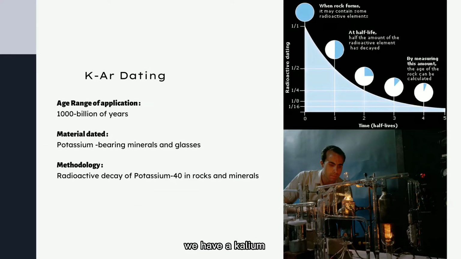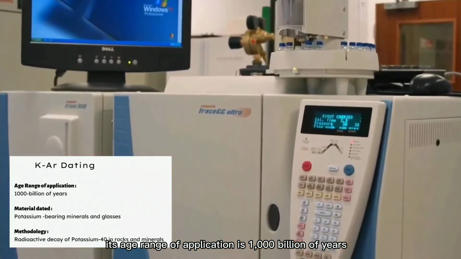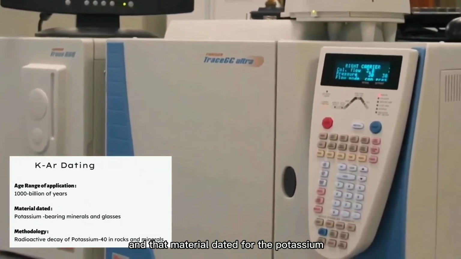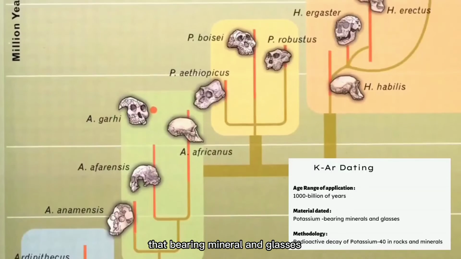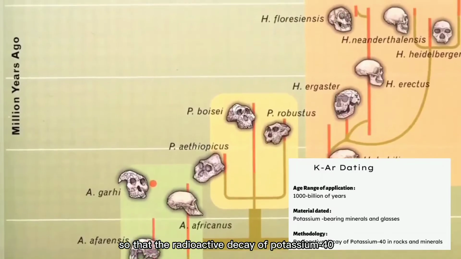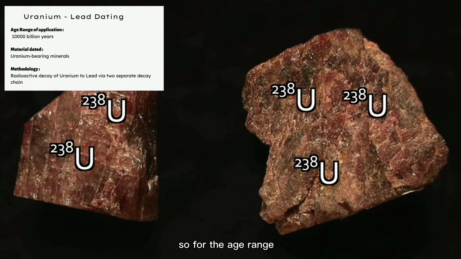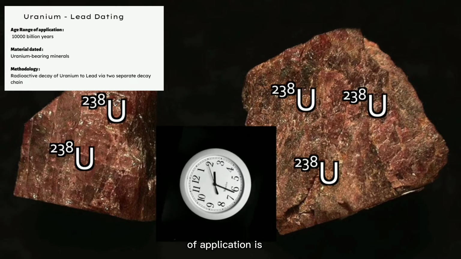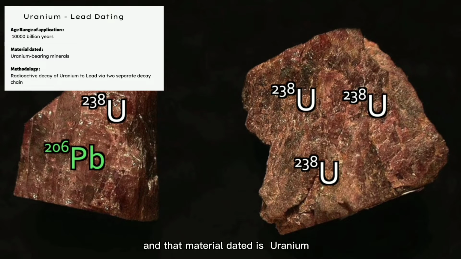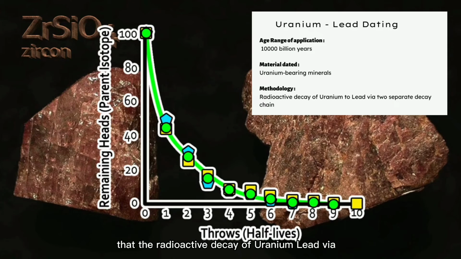Next, we have potassium-argon dating. The age range of application is from 1,000 to billions of years, and the material dated is potassium-bearing minerals and glasses. The method uses the radioactive decay of potassium-40 in rock and mineral. Next, we also have uranium-lead. The age range of application is from 10,000 to billions of years, and the material used is uranium-bearing minerals. The method uses the radioactive decay of uranium to lead via two separate decay chains.